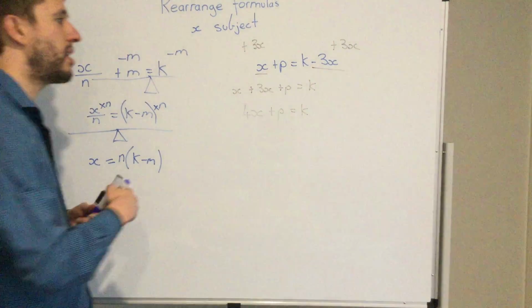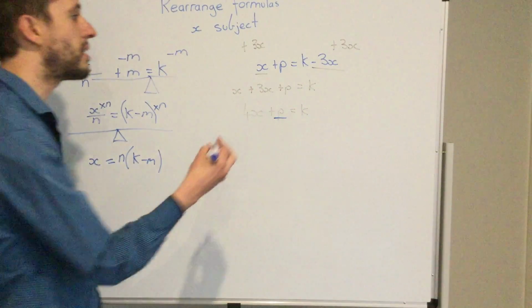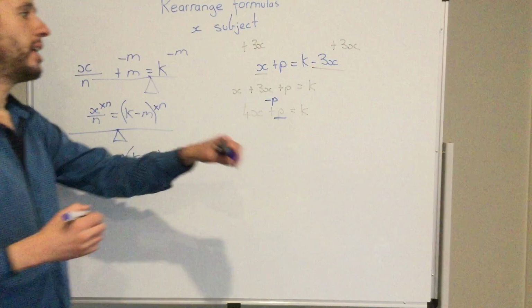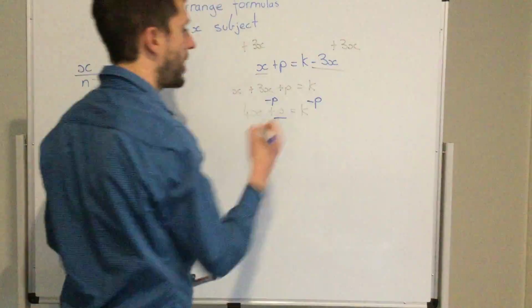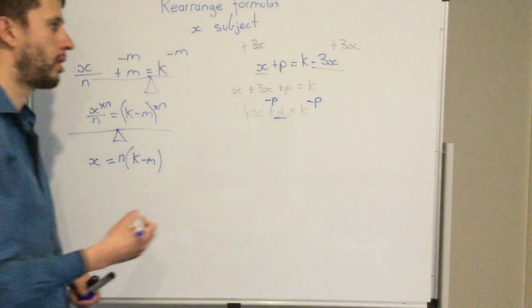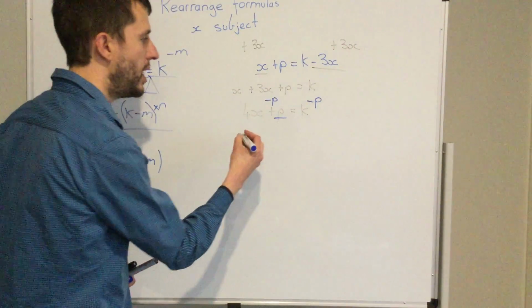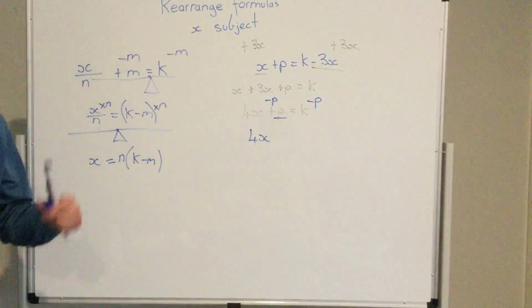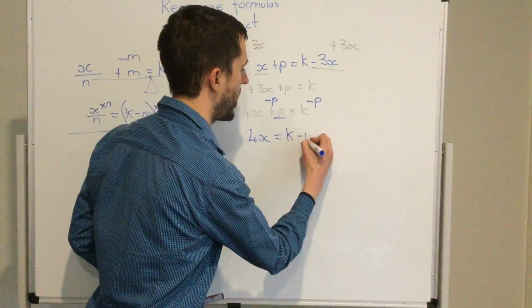I can get this p to the other side. What's the opposite of plus? Minus. So if I minus p on one side, it's a bit uneven at the moment. So I need to minus p on the opposite side. Whatever I do to the left, I must do to the right. So now I've got 4x plus p and minus p, they cancel out. And then I've got k take p.